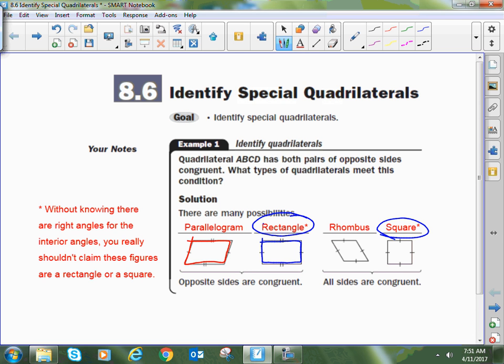So really, this one should say parallelogram, and this one should really just be a rhombus. Because unless you can tell me that I have some kind of unique thing about it, just because it looks like something does not make it so.